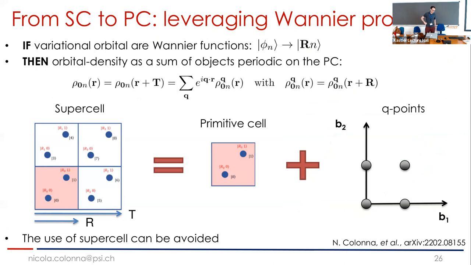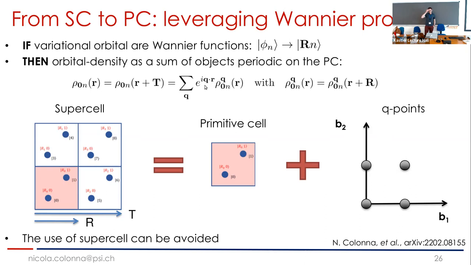It's not as trivial as if you were working with a canonical conditional state, but still you can do that. And the key observation is again that the basic quantities are the orbital densities. And those are, if you want, Wannier orbital densities, that by definition are periodic on the supercell commensurate with the number of k-points you want to have in your sampling of the primitive cell Brillouin zone. But the key observation is that given the fact that the variational orbitals are Wannier-like, so they have this translational property, you can rewrite this object as a sum of quantities that are periodic on the primitive cell, simply modulated by a phase factor.